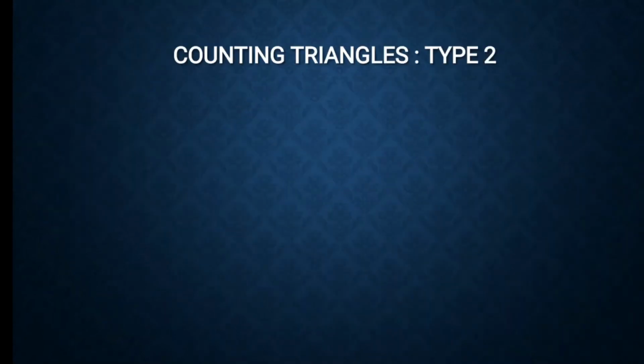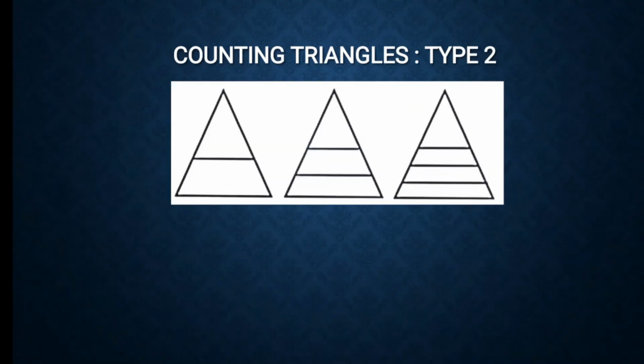Now we'll move to the second type. In the second type, the partitions are horizontal. They are not vertical, they are horizontal. It's a very simple figure. Here simply the number of triangles is equal to the number of horizontal lines. No counting, no using your brains. Simply the number of triangles is equal to the number of horizontal lines that are there.